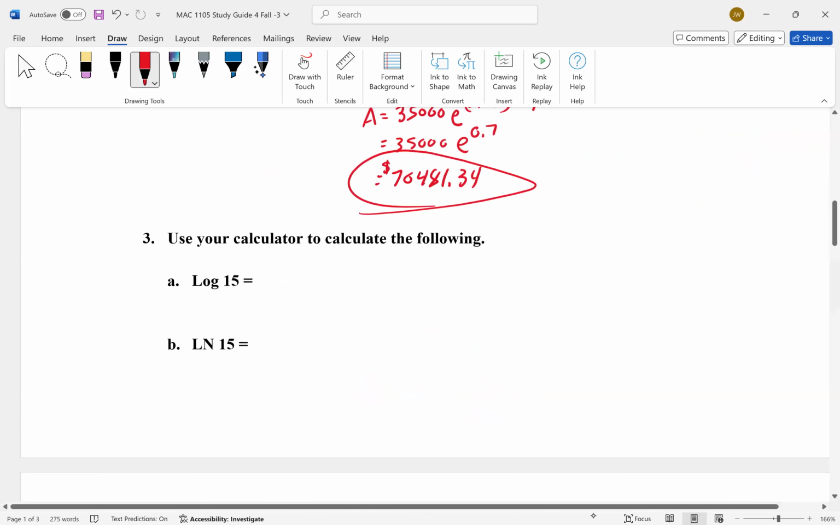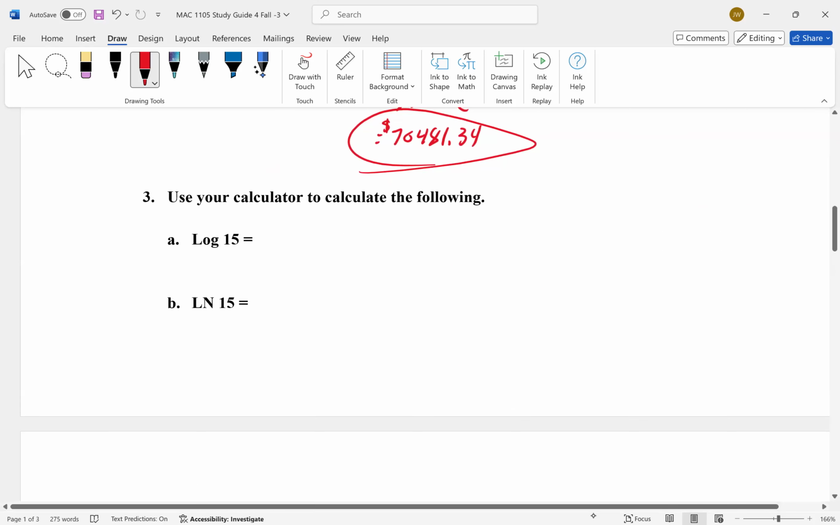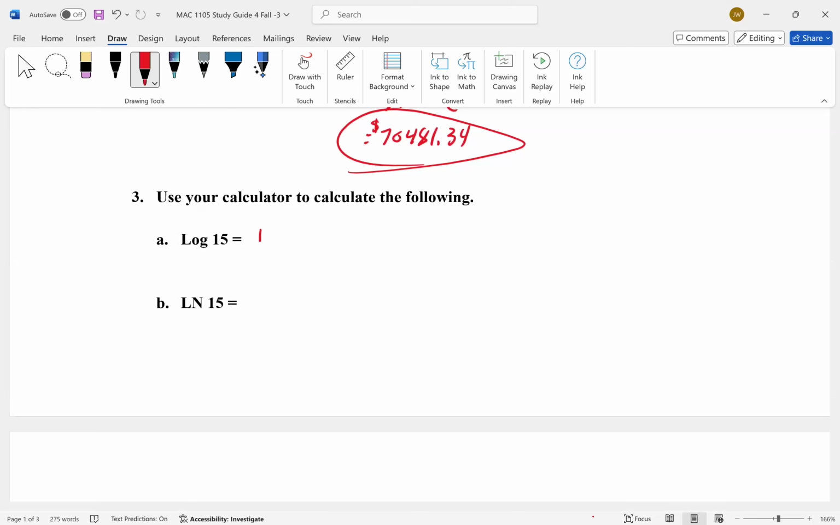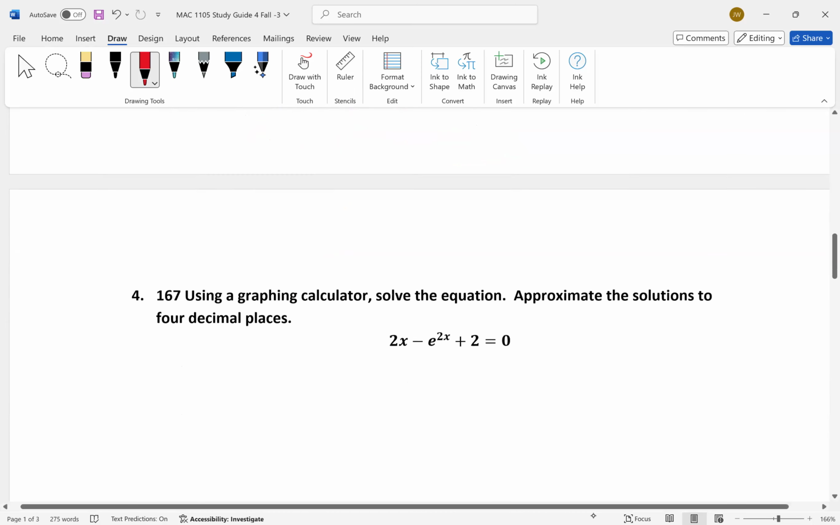Okay, next it's just using your calculator. Key in the common log of 15, and I would say keep it to at least 4 decimal places. 1.1761, and this one, the natural log of 15, would be 2.7081. That's all I need for that. Hit your common log button, 15, enter, and natural log button, 15, enter, and give me 4 decimal places.